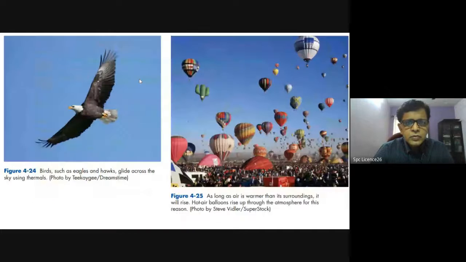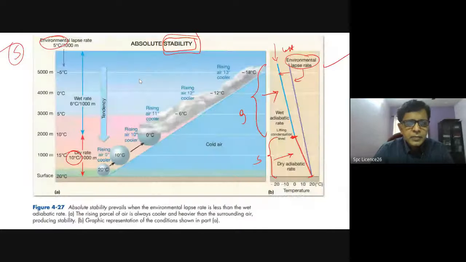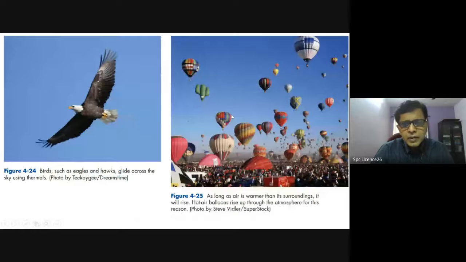Now, let us move on. In the case of stability, you have very stable conditions, and these are the best conditions for hot air balloons. And of course, whenever you see a hawk or an eagle just floating, that is going to be a stable, an absolute stable condition as such.